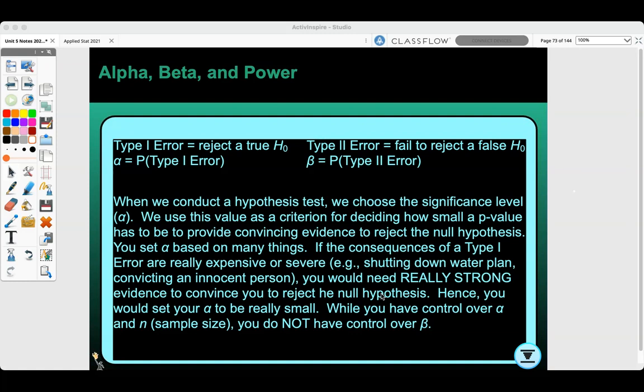If the consequences of a type 1 error are really expensive or severe, for example, shutting down a water plant or convicting an innocent person, you would need really strong evidence to convince you to reject the null hypothesis. Hence, you would set your alpha to be really small. While you have control over alpha and n, the sample size, you do not have control over beta.